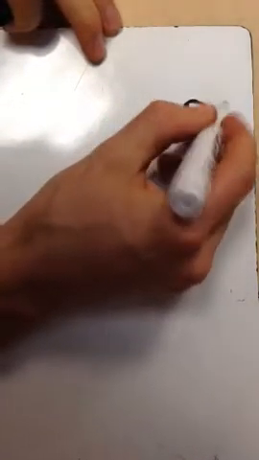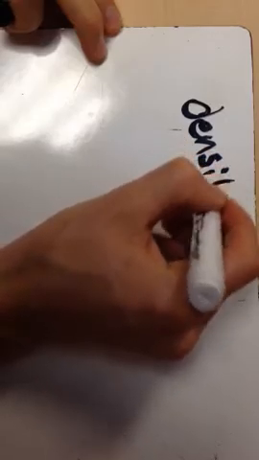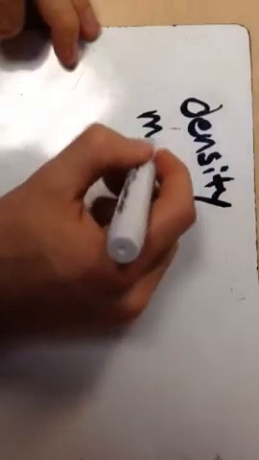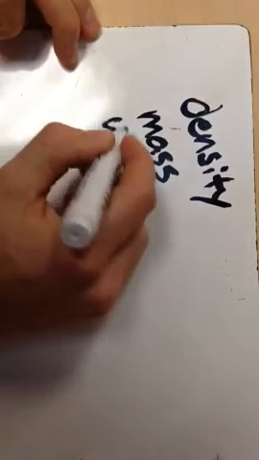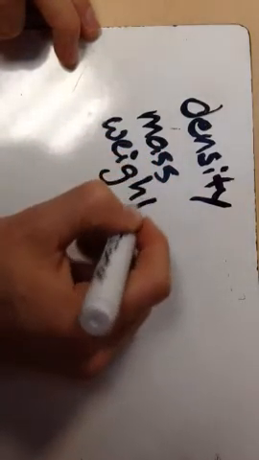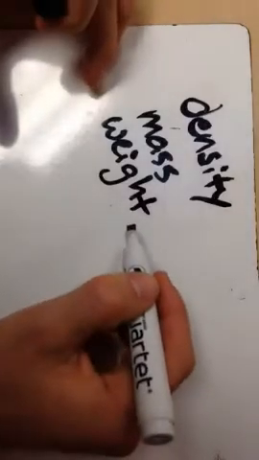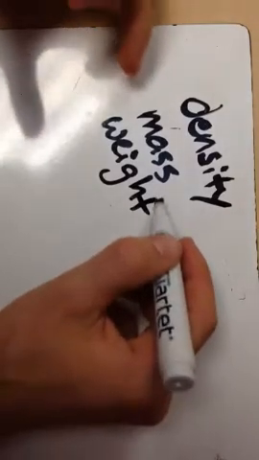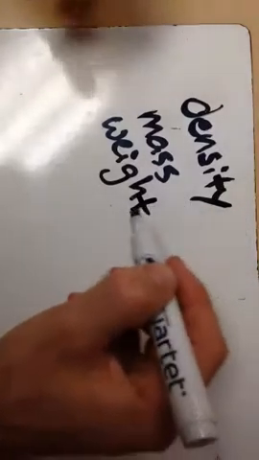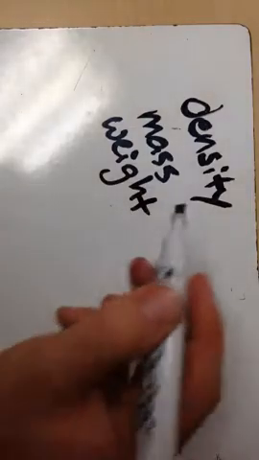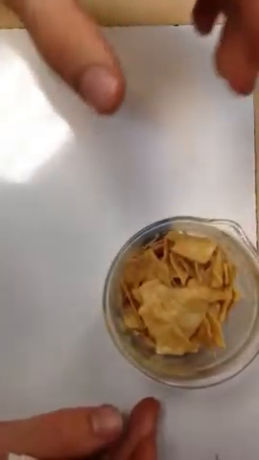Hey guys, so in the last video, I introduced this word density and then talked about mass and weight. So a weight comes up when you have a mass that has gravity applied to it. So right now we're going to look at what that means for density. And to do that, let's bring in this beaker of tortilla chips.